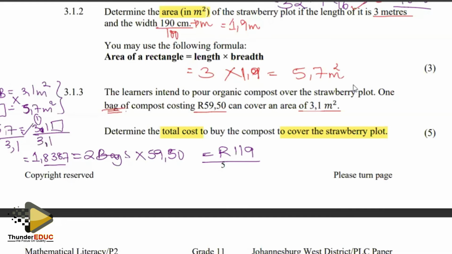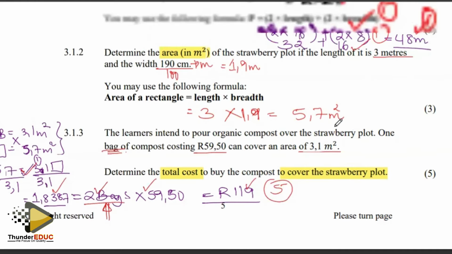First and foremost, you divide. Number 2, you got the right answer. Number 3, you realized that it won't be 1.8 meters, but you have 2 bags. You multiplied with the cost. So far, you divided, you went to the number of bags, you multiplied by the cost, and you got your final answer. This is where most people lost marks.